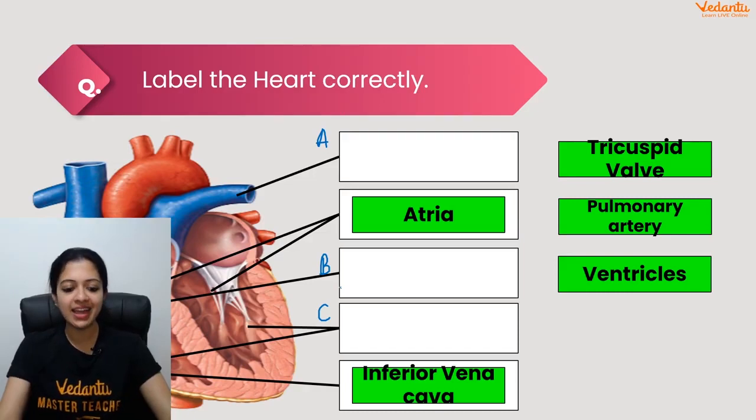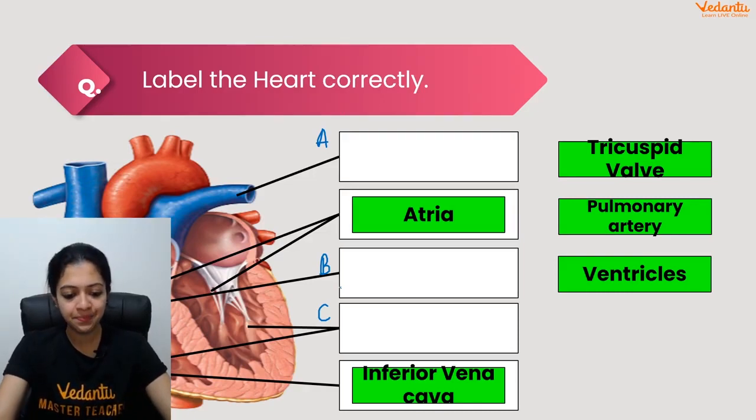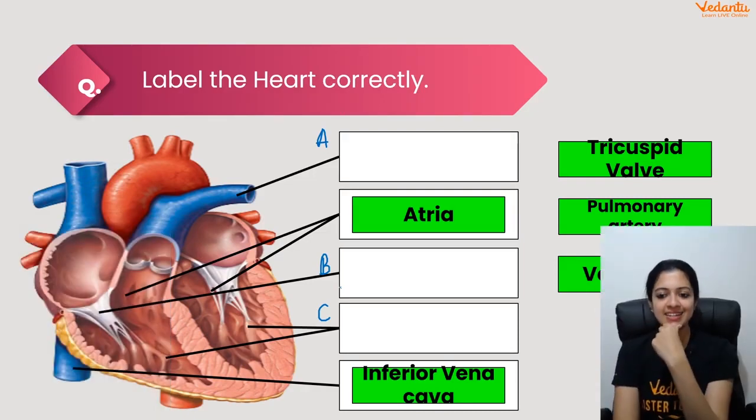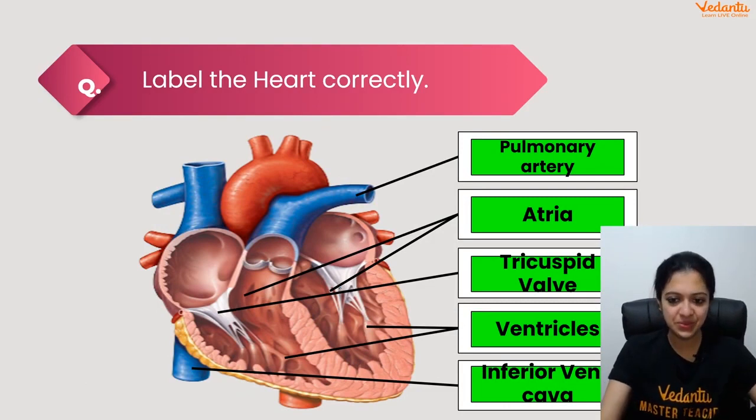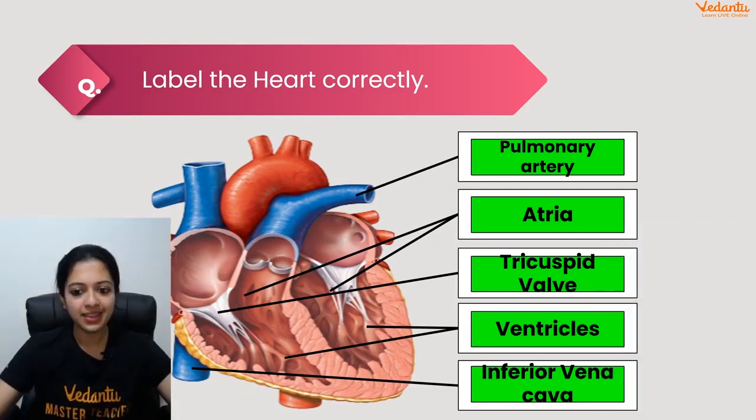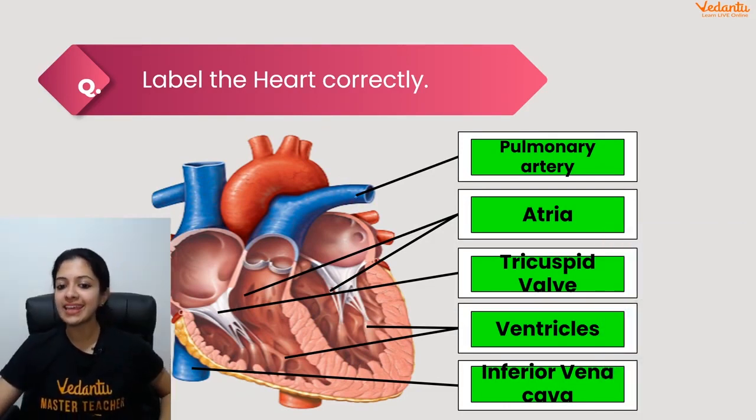Tricuspid valve, pulmonary artery, and ventricles. Do you see them? Yes? Of course, right? And your time is up. The answer is right here for you. Yes, children? Look at this. Pulmonary artery is what this is.